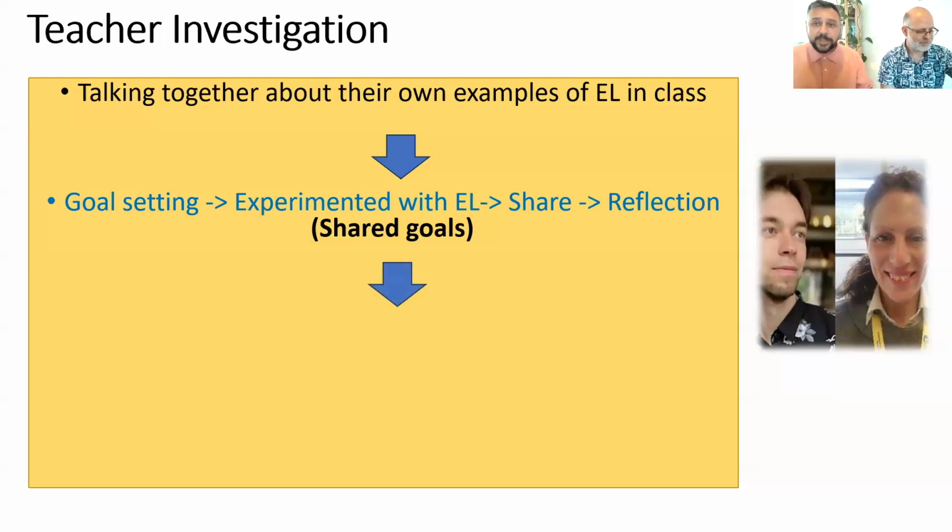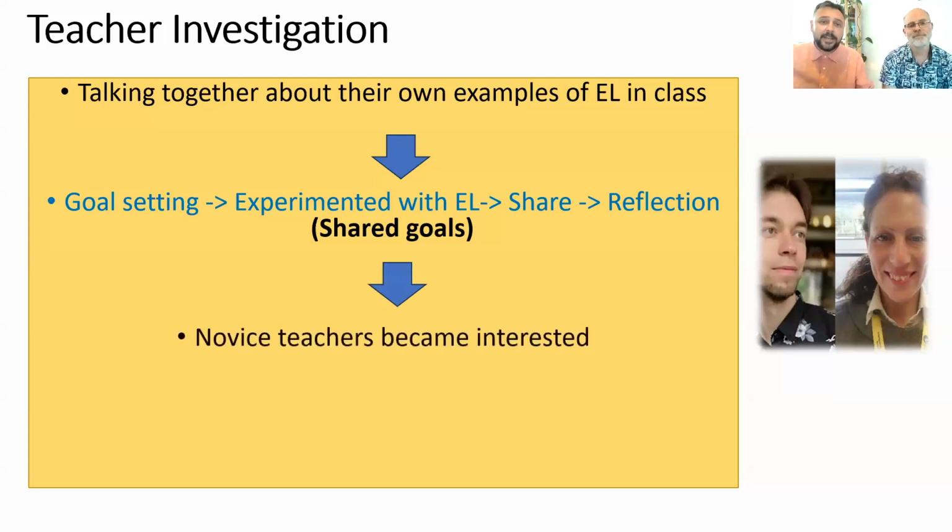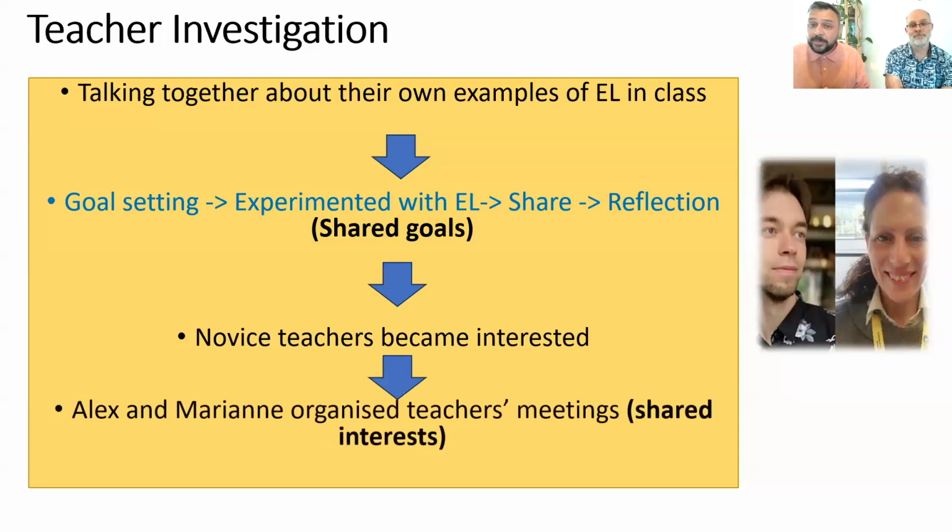What was really interesting was they were doing this in the staff room. It's an open plan staff room at IH London. And some of the novice teachers, the newer teachers, started to become interested in what they were saying. It's like, what's that? And they got involved in the conversation. This snowballed quite organically and naturally. As a result, Alex and Marianne organised some teachers' meetings because there was a shared interest among the staff. They had about 10 or 12 teachers attend their first meeting and their subsequent meetings.